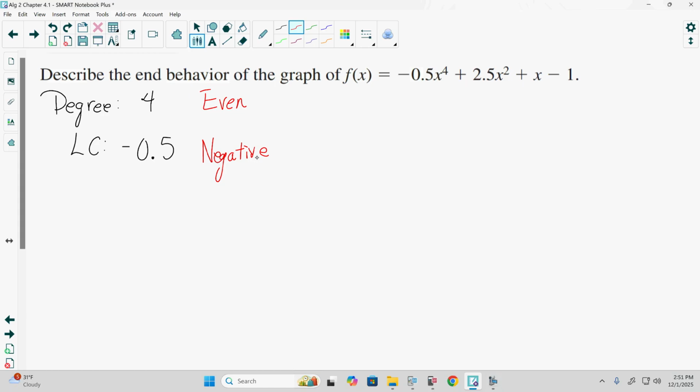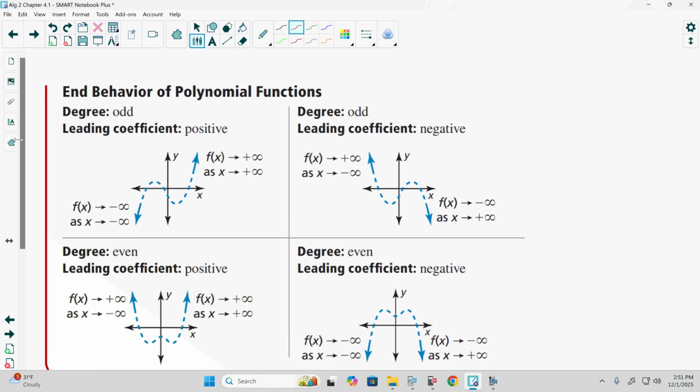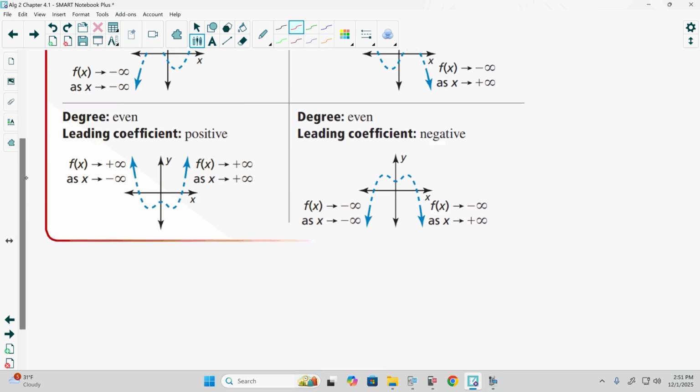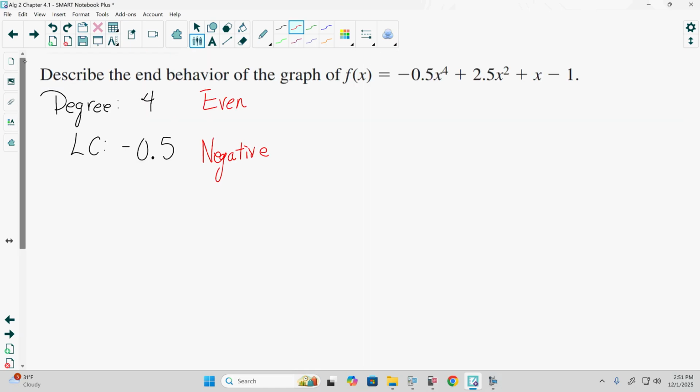So now what I'm going to do is go back to our four charts and find even and negative. Now this here is our answer. Even and negative tells us f of x approaches negative infinity as x approaches negative infinity. And f of x approaches negative infinity as x approaches positive infinity.